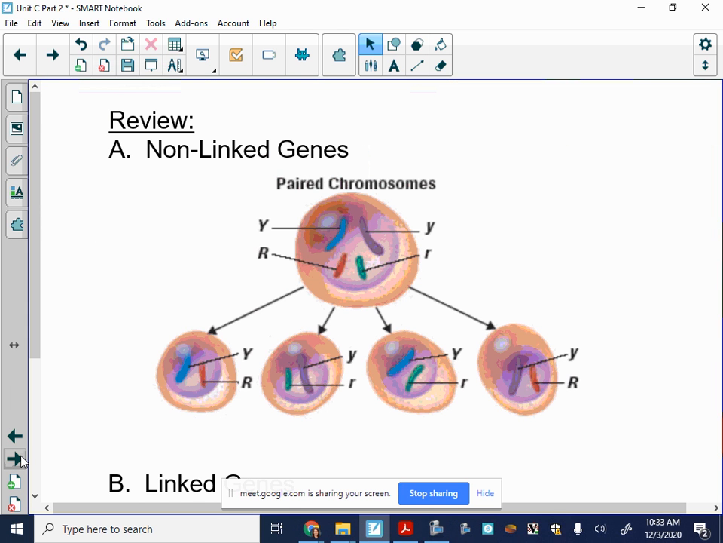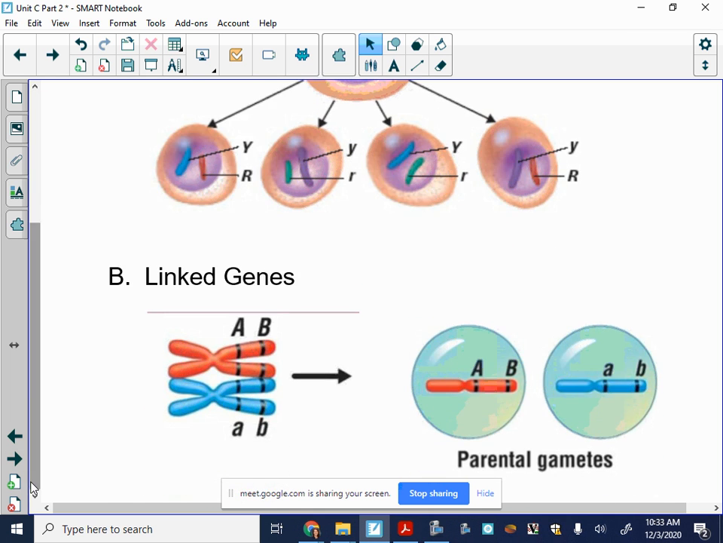So to review, the non-linked genes can segregate independently. So, for example, the gene Y and the gene R on separate chromosomes will segregate independently. Linked genes, however, are going to travel together and end up in the same gamete together.